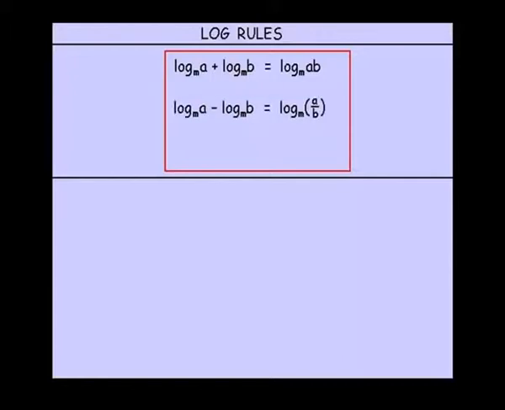The second rule, the log of A minus the log of B will equal the log of A over B, where again we have the same base right throughout, which is m. And the third rule, the log of A to the power of R is equal to R times log A. And a good way to remember that is that that indice there, that R, just jumps out to the front.